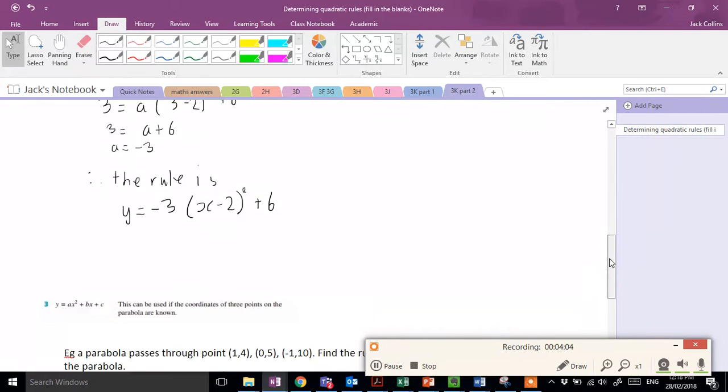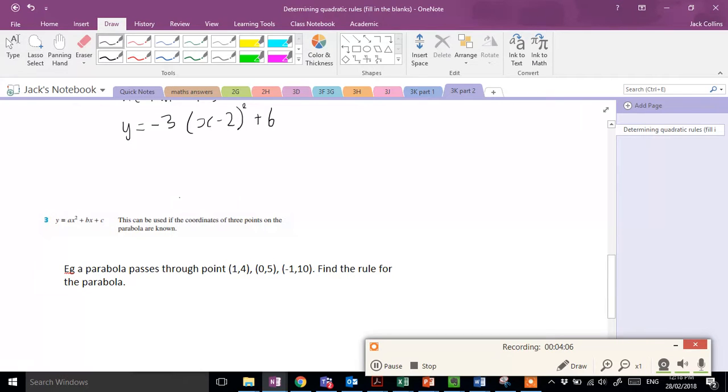Alright, last example is when you're not given the turning point or any x-intercepts, but you're just given 3 points on the parabola that are known. Okay, so that's when you put it in the form y equals ax squared plus bx plus c. So for example, you could have a parabola that passes through the points (1, 4), (0, 5), and (-1, 10). So each of those 3 points. Find the rule for this parabola.